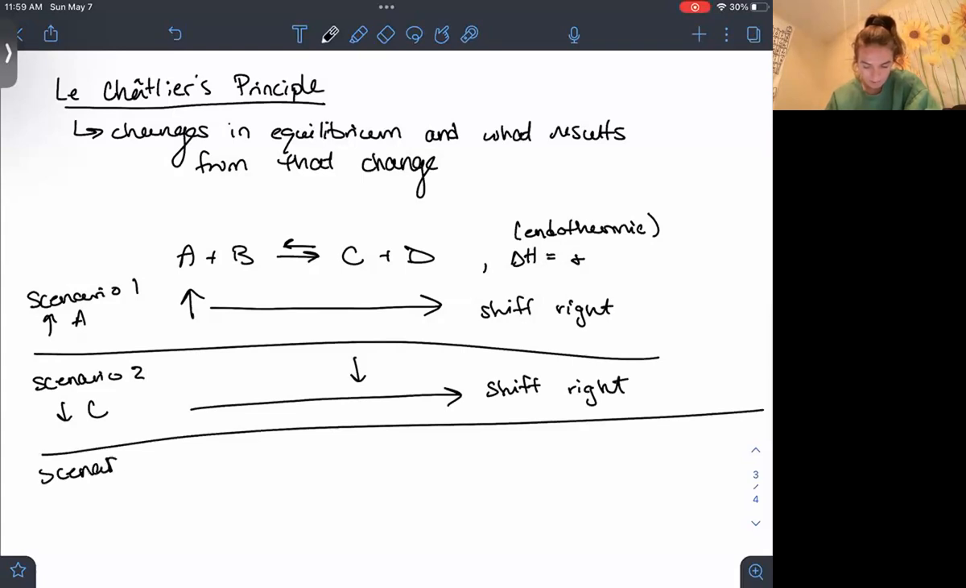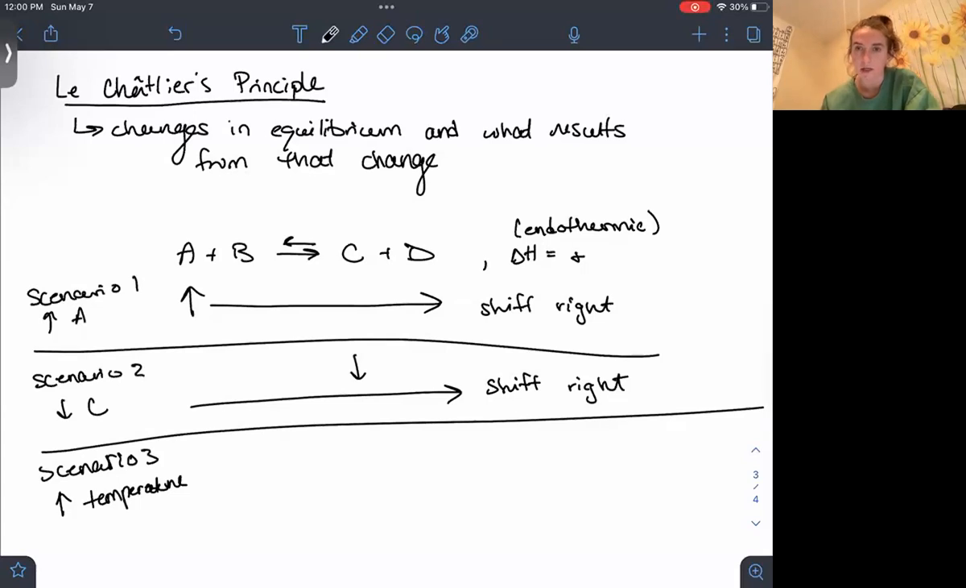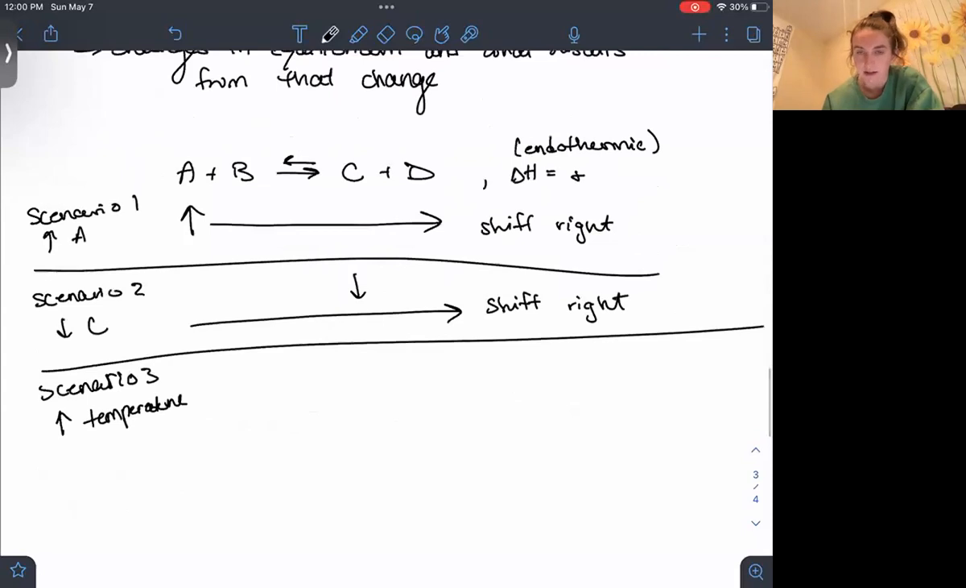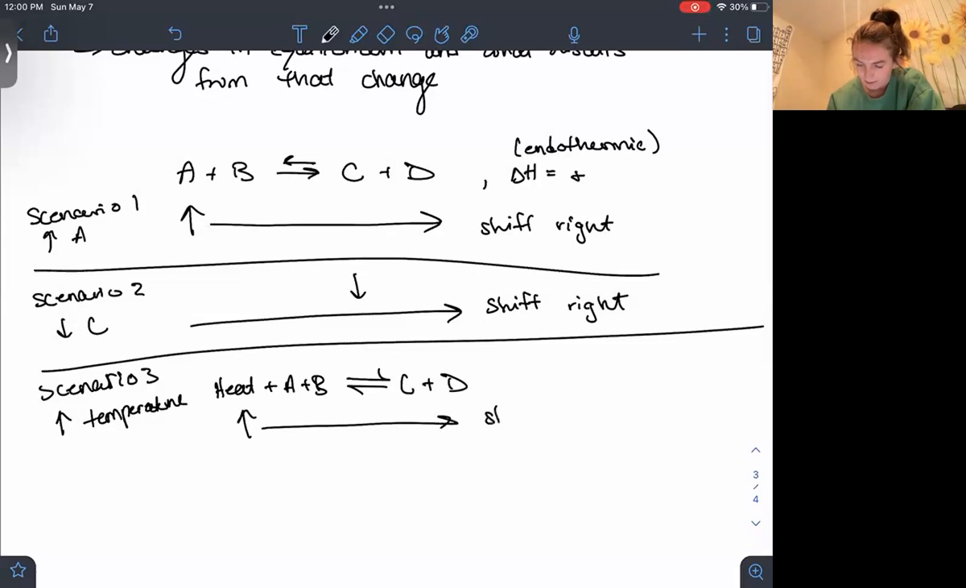Scenario 3 is I'm going to increase my temperature. What happens there? Good, Josh. When we increase our temperature, we're also going to shift towards the right. If we look at delta H, it's positive. That means we have to put heat into the reaction, so we need it at the start of the reaction, like a reactant. So it's like heat plus A plus B is in equilibrium with C plus D. If we increase heat, it's the same thing as increasing a reactant, so we're going to shift to the right to create more products.